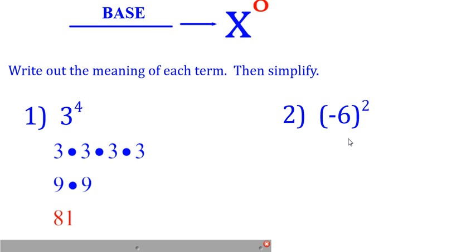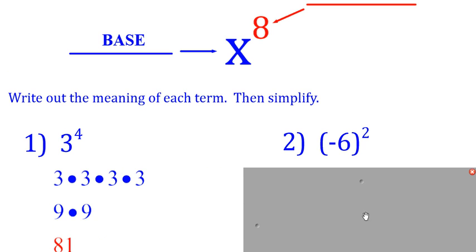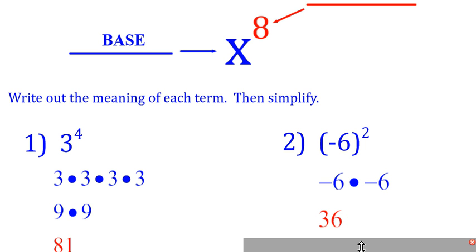Well, we also have negative 6 squared. So we want to think about what this means. This means we have 2 sets of negative 6 being multiplied together. So if we think about the meaning and write it out according to that, negative 6 times negative 6 is 36.